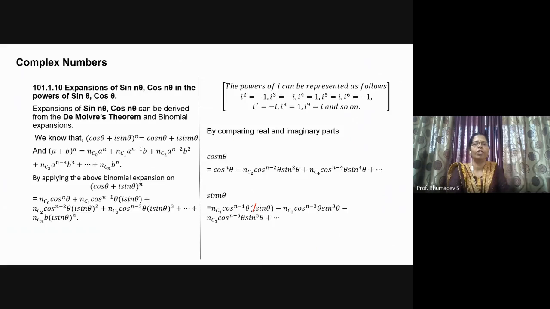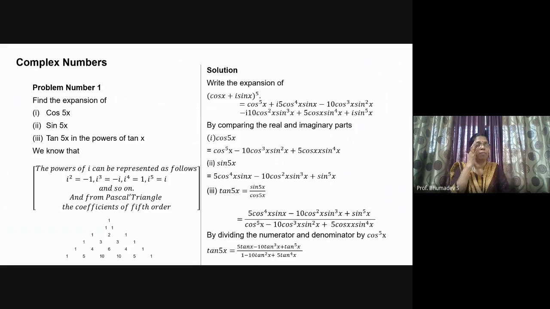The same expansion we are going to use to find the expansions in the problems, whatever the terms given to us. In the first problem, they are asking us to find the expansion of cos 5x, sine 5x, and tan 5x, where the third subdivision is to be found in terms of tan x. Since we are having only up to 5th order, we will have Pascal's triangle up to 5th order, and we will need the values of i to the power of 4: i square is minus 1, i cube is minus i, i to the power of 4 is 1, and i to the power of 5 is i.